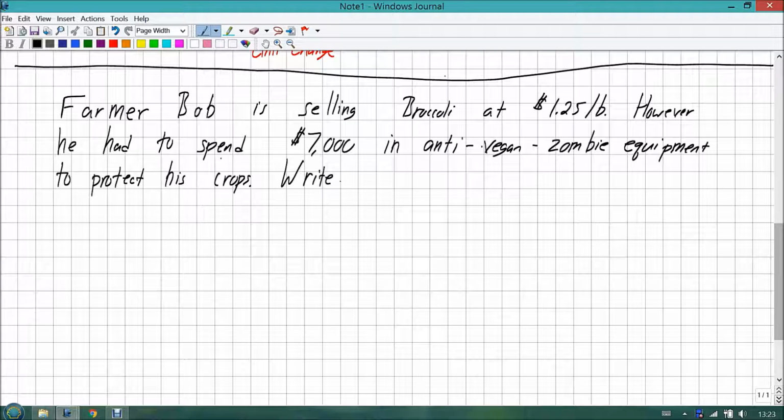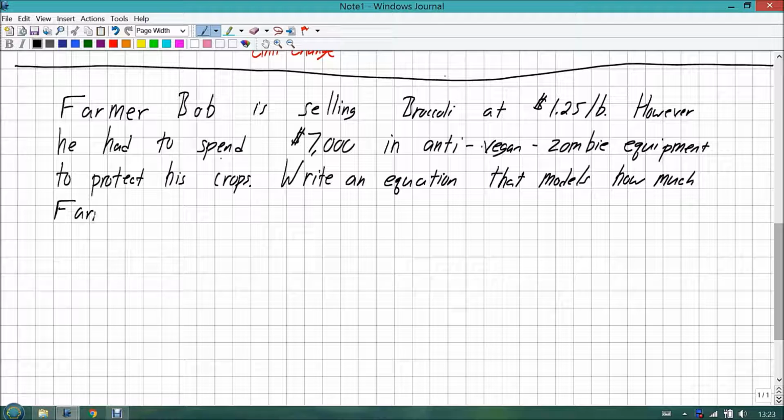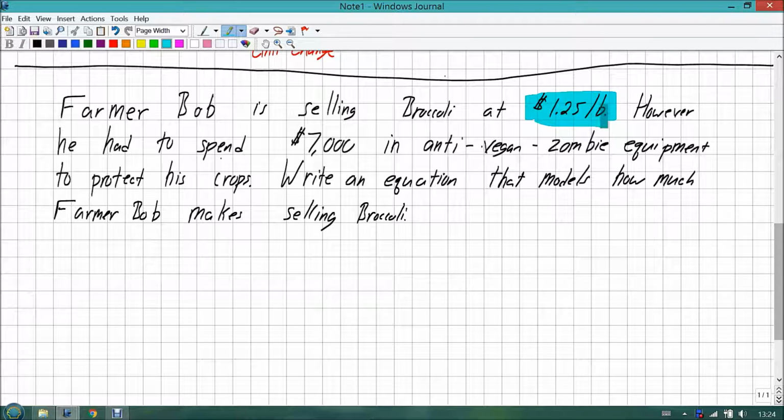Write an equation that models how much Farmer Bob makes. I'm going to say selling broccoli because we have to be more specific. All right, so let's go through this. Farmer Bob is selling broccoli at $1.25 a pound. I think that's probably going to be important. He had to spend $7,000. Okay, I think that's going to be important, in anti-vegan zombie equipment to protect his crops. Sorry about that. Frog decided to jump in my throat. Write an equation that models how much Farmer Bob makes selling broccoli.